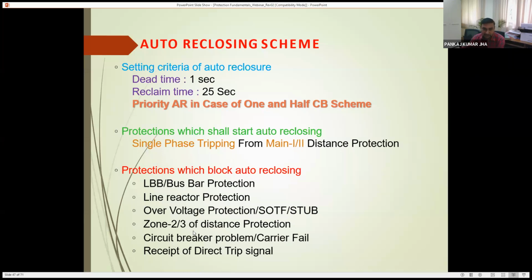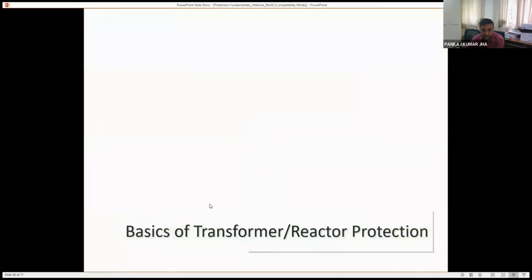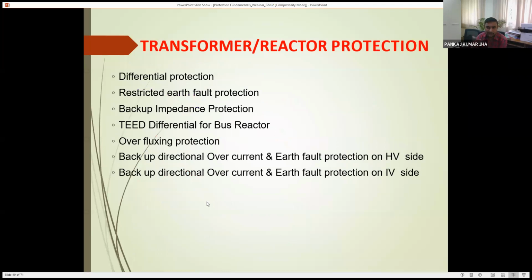These are some of the conditions in which we block the auto reclosure, like for the bus bar protections, LBB protection, over voltage, zone 2, zone 3, and circuit breaker problems, etc. Now, the transformer and reactor protections.